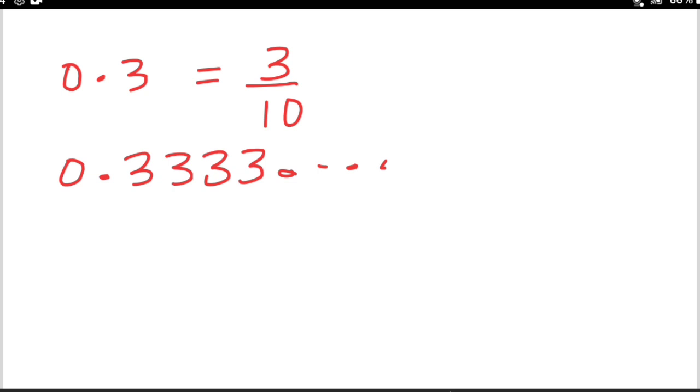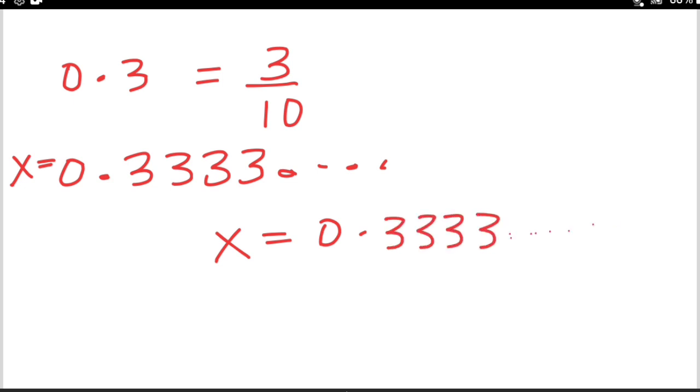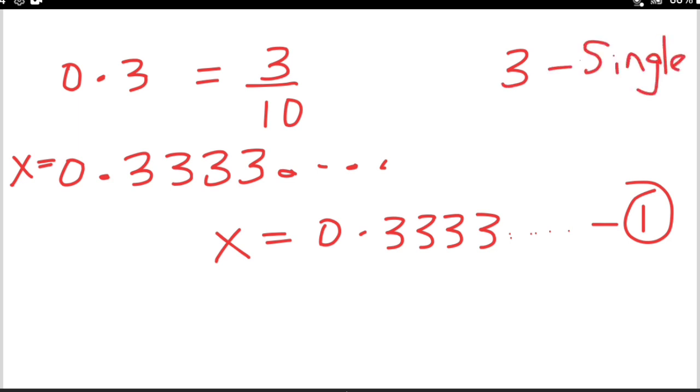So consider this as x. So that means x equals 0.3333 and it keeps going forever. Just consider this as equation 1. So here, which number is repeating? Only 3 is repeating. So that means only a single number is repeating. That's why you have to multiply both sides by 10. In 10 we have only one zero. Here we have the number 3 as a single digit. So that's why you have to add one 0 for this one.